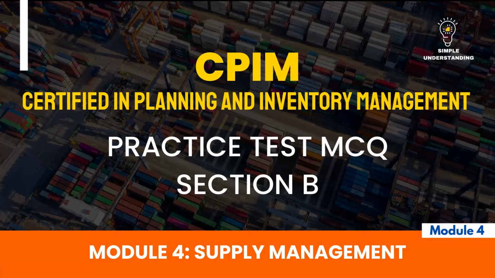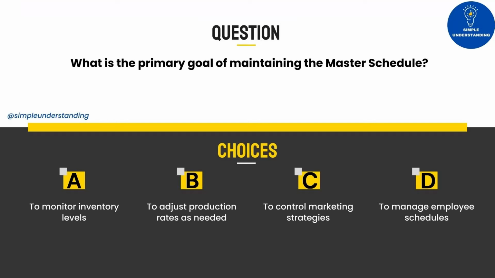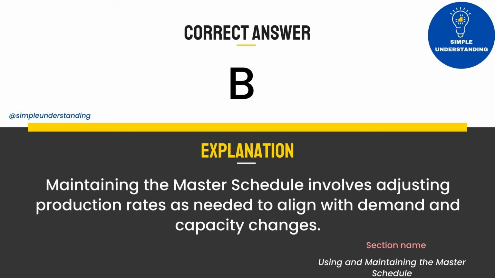Section B Practice Test. 1. What is the primary goal of maintaining the master schedule? A. To monitor inventory levels. B. To adjust production rates as needed. C. To control marketing strategies. D. To manage employee schedules. Correct answer: B. Overall explanation. Maintaining the master schedule involves adjusting production rates as needed to align with demand and capacity changes.